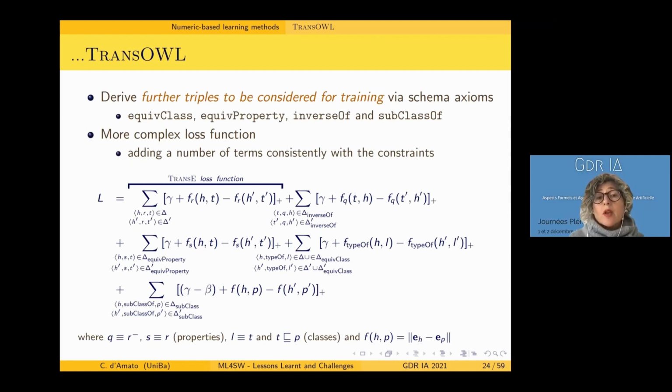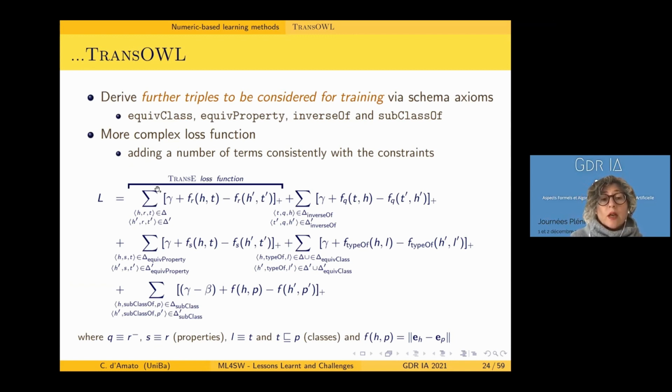What TransAul does is to use the very same loss function adopted by TransE, but it generates additional triples considering the existing information within the background knowledge, where this information is provided by the exploitation of the equivalent class, equivalent property, inverse of, and subclass of axioms. Because of these additional triples generated by exploiting these axioms, the loss function is made slightly more complex in order to take into account these additional triples.